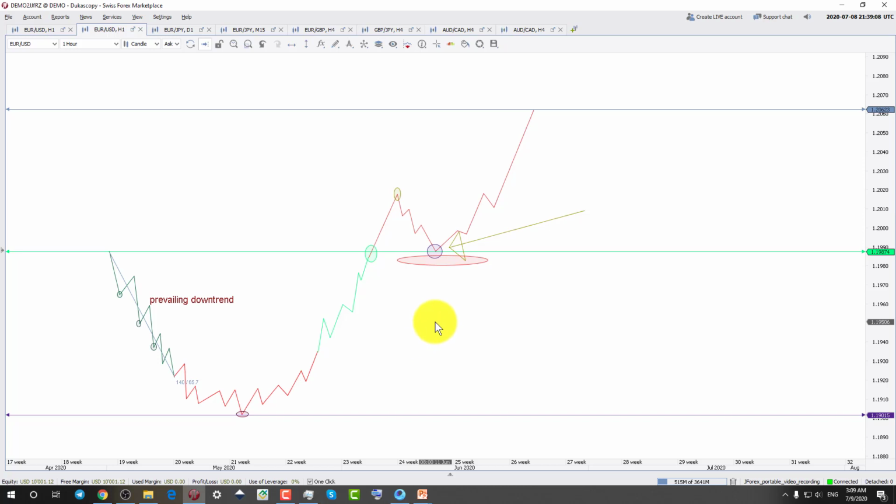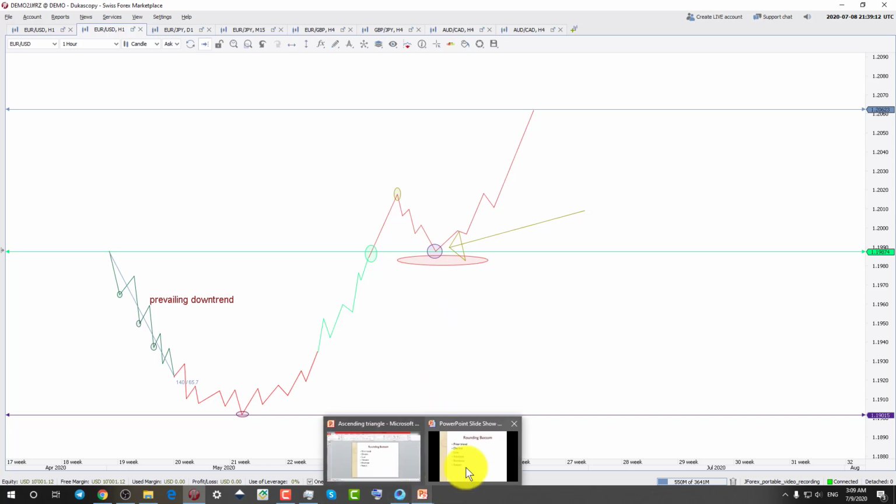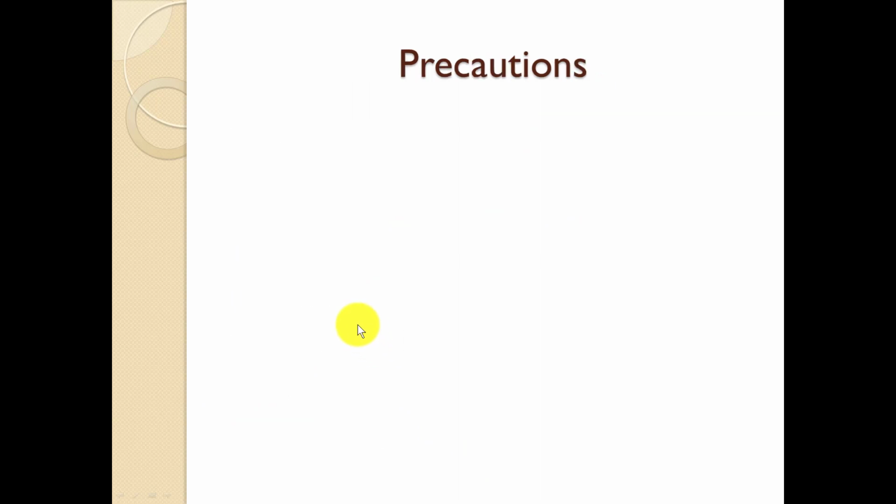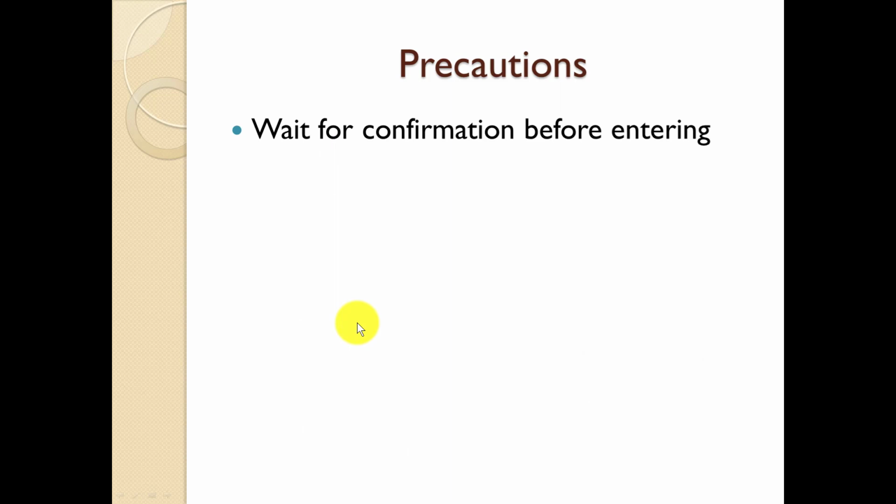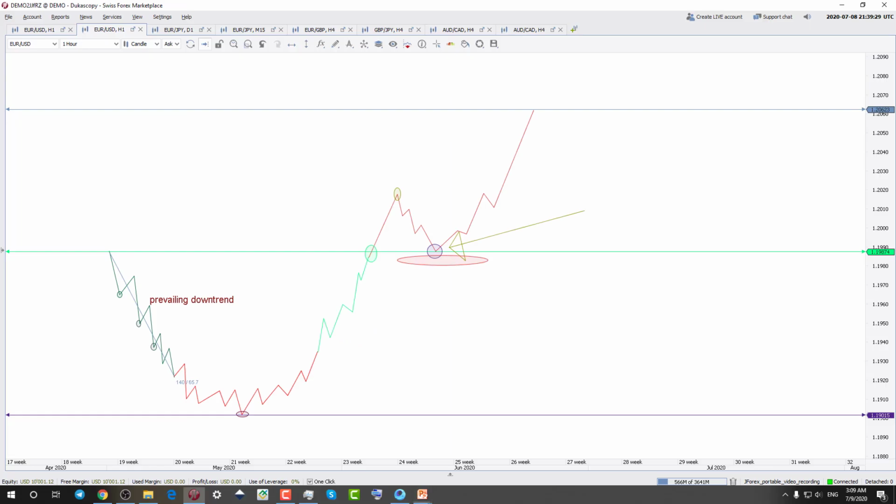I hope the psychology behind this pattern is clear to everyone. And now I want to tell you what are the precautions that you have to take while trading this pattern. The precautions in most of the cases that I tell you are same. First is that you have to wait for the confirmation before entering the trade. Now what is the confirmation? After the breakout, the price should stay up from here for at least 3 consecutive days.